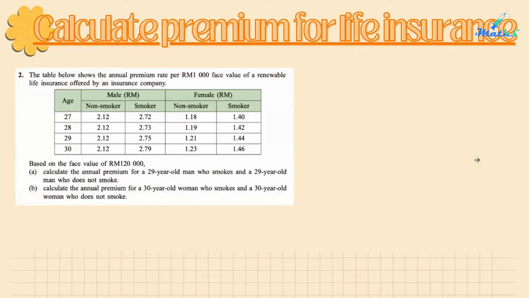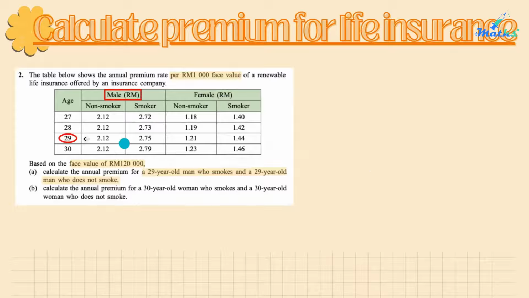Next, we'll try another question. The table below shows the annual premium rate per 1000 face value of a renewable life insurance offered by an insurance company. Here's the table. Based on the face value of 120,000, let's do question A. Calculate the annual premium for a 29 years old man who smokes and a 29 years old man who doesn't smoke.